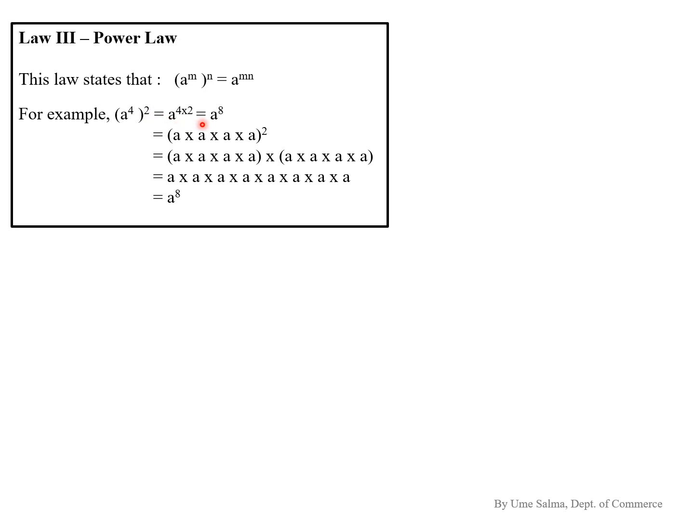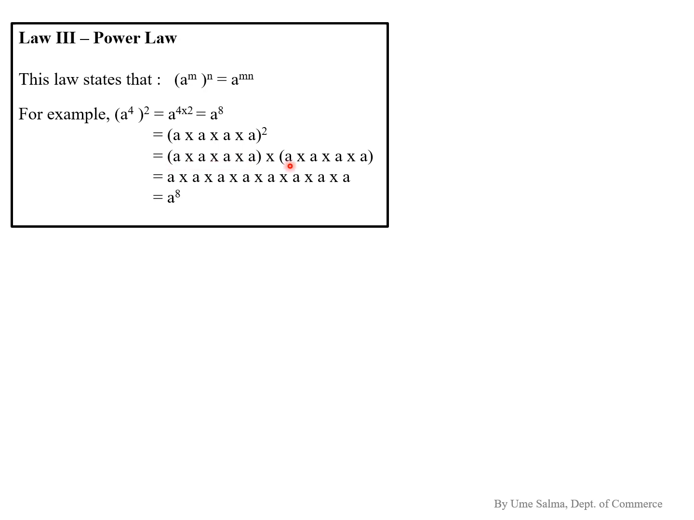Now let us see the expansion for these terms. A to the power 4 can be written as a multiplied by itself 4 times, whole raised to the power 2. Now this raised to the power 2 means that it has to be doubled. So in the next step we have taken a to the power 4, that is a multiplied by itself 4 times, again a multiplied by itself 4 times.